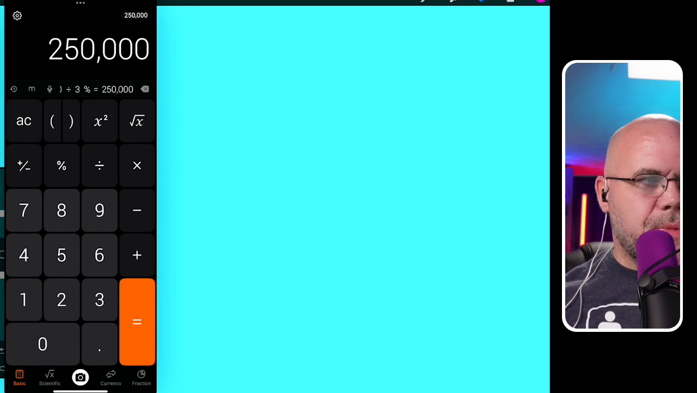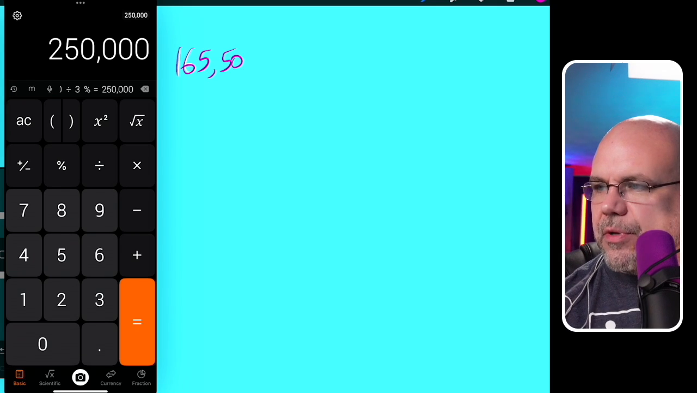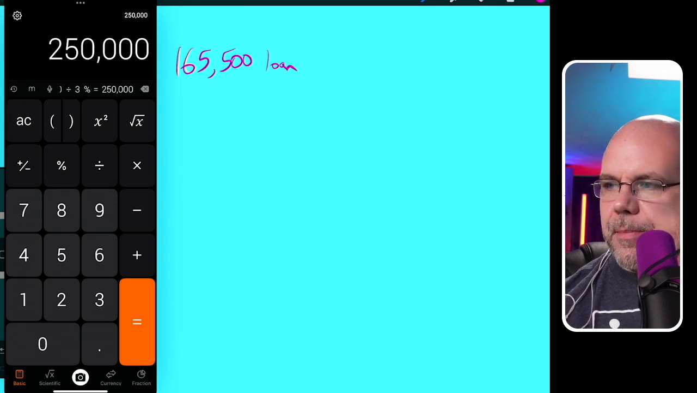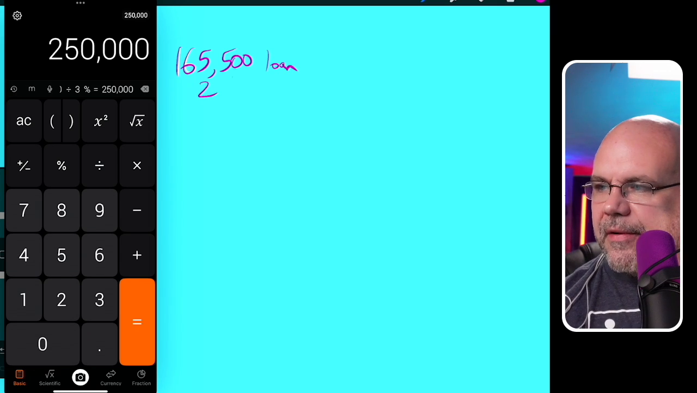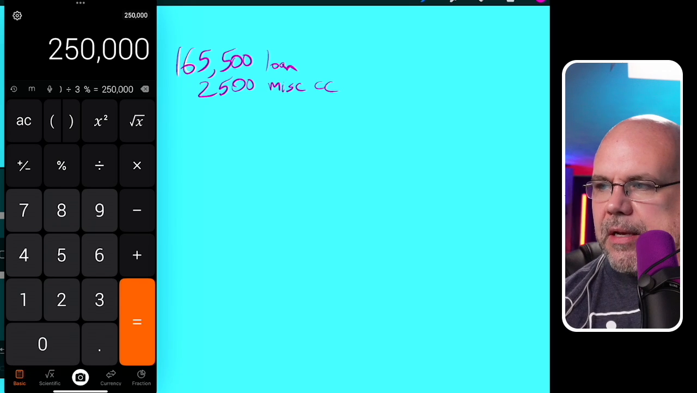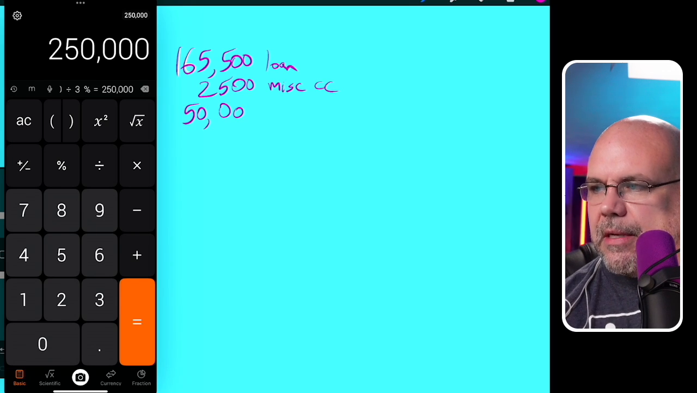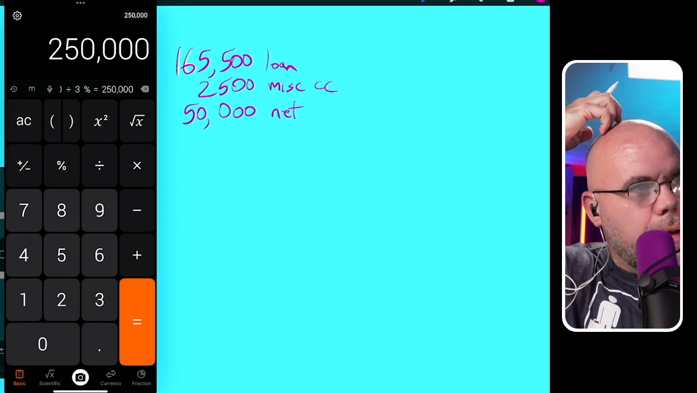We need to add up the $165,500. That's the loan balance to pay off the existing loan. We also need for the seller to have $2,500 available to pay off miscellaneous closing costs. And they need to end up, after paying all of their expenses, with $50,000 left over so they can use that to buy their next house. A very realistic, real-life kind of scenario.